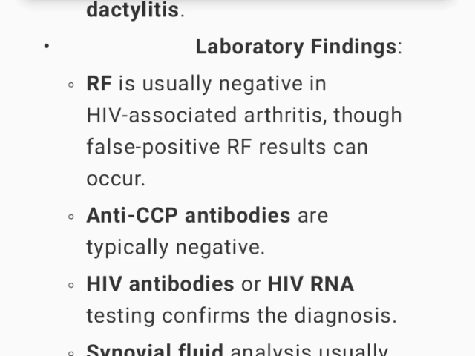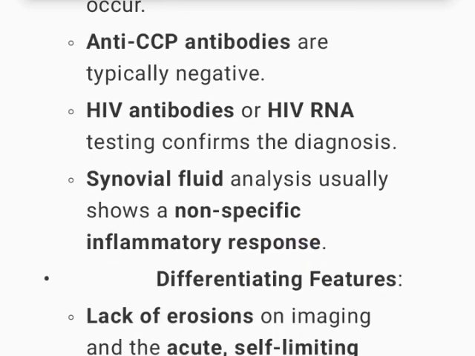Laboratory findings. RF is usually negative in HIV-associated arthritis, though false positive RF results can occur. Anti-CCP antibodies are typically negative. HIV antibodies or HIV RNA testing confirms the diagnosis.